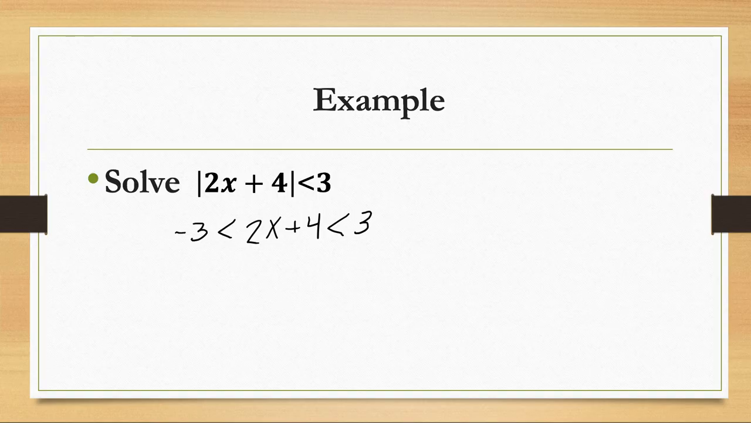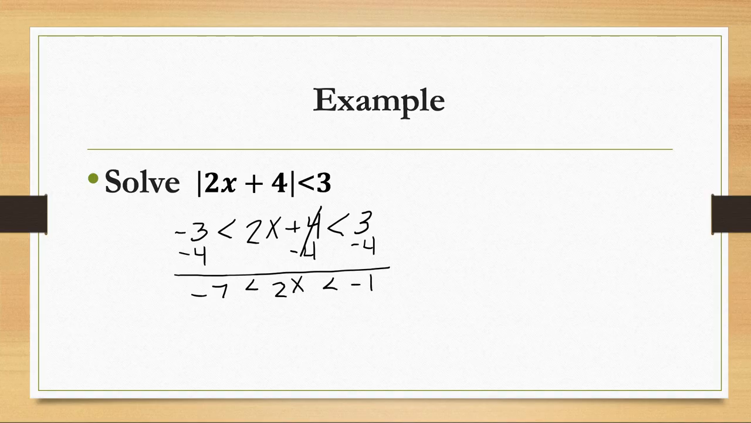And then your goal, as we solved in the last section, is to get x by itself. So we'll start by subtracting 4. Remember, when you subtract 4 from one part, you need to subtract 4 from all parts. So negative 3 minus 4 is going to give me negative 7. Less than, we're left with the 2x in the middle. And 3 minus 4 is negative 1.